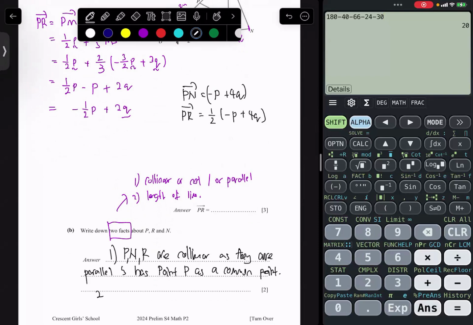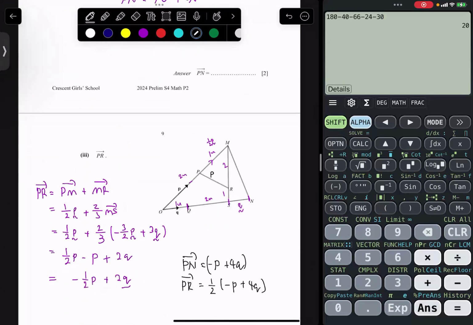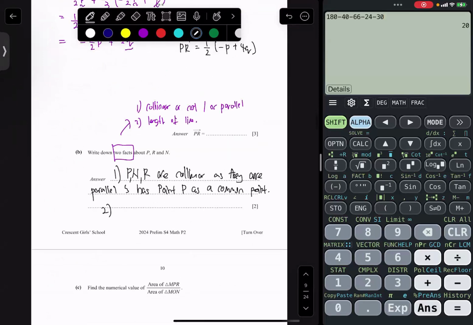Fact number two: PR is half of the vector. So PR is half of PN. So this is 1 to 1. So that means PR is half of PN.